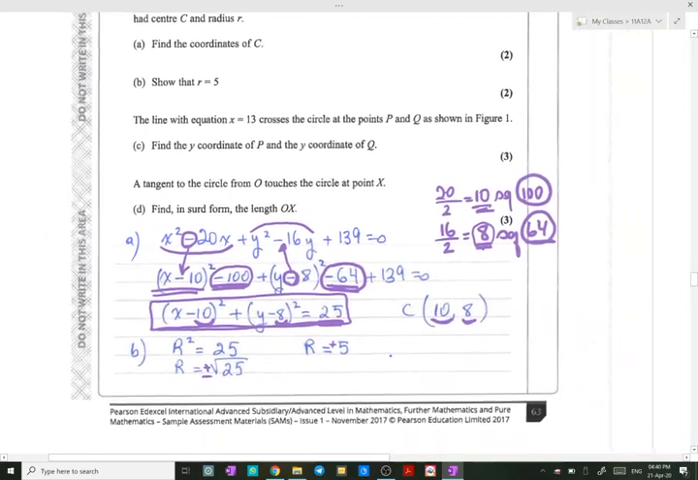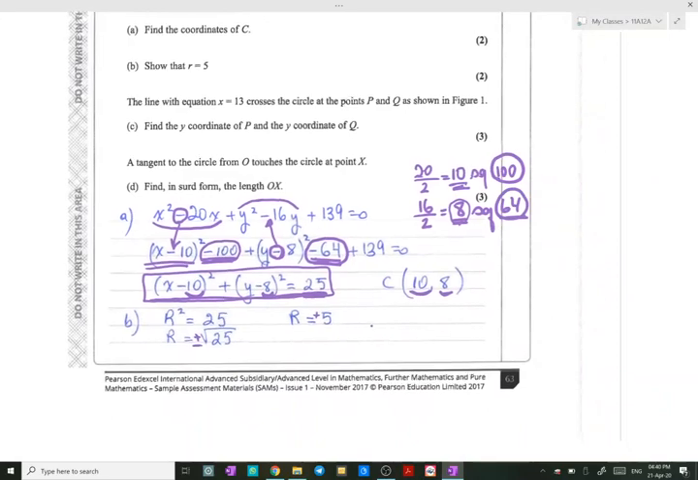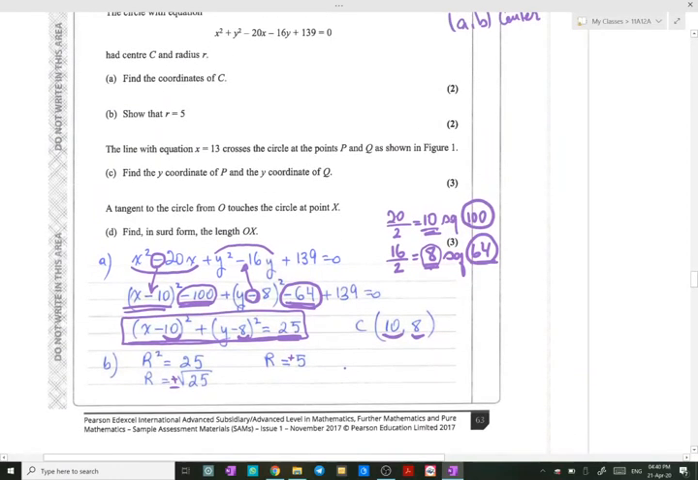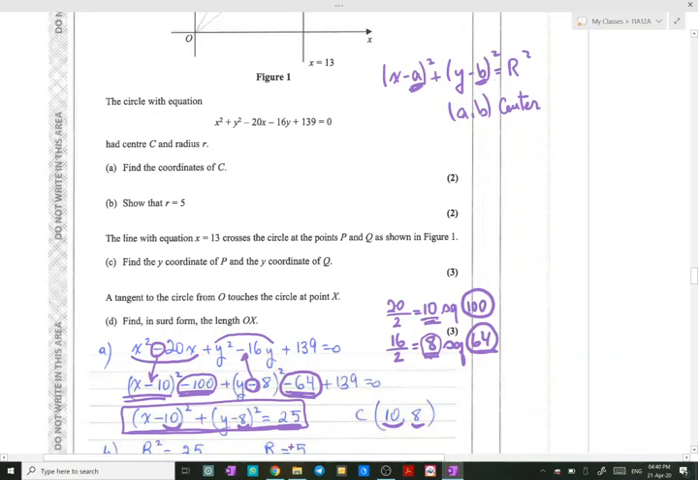Now we continue to part C. The line with equation x equals 3 crosses the circle at points P and Q. So the line that has an equation x equals a number is the line which is parallel to the y-axis, and the x-intercept is the 3, which is found here. So it crosses the circle at points P and Q as shown in the figure.